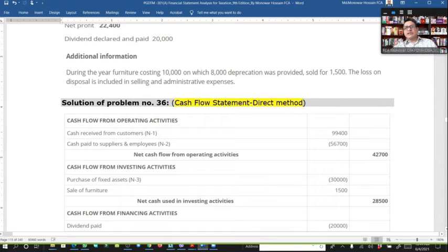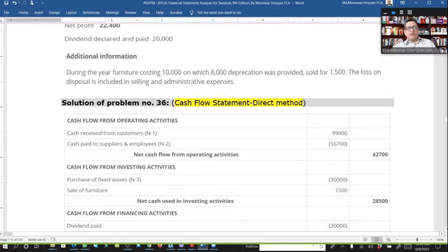This 56,700 is deducted from the cash received. So this is the receipts and payments. Net cash flow from operating activity comes to 42,700. This 42,700 is counted in operating activities from cash directly received from customers and payments to our suppliers and employees for operating purposes.